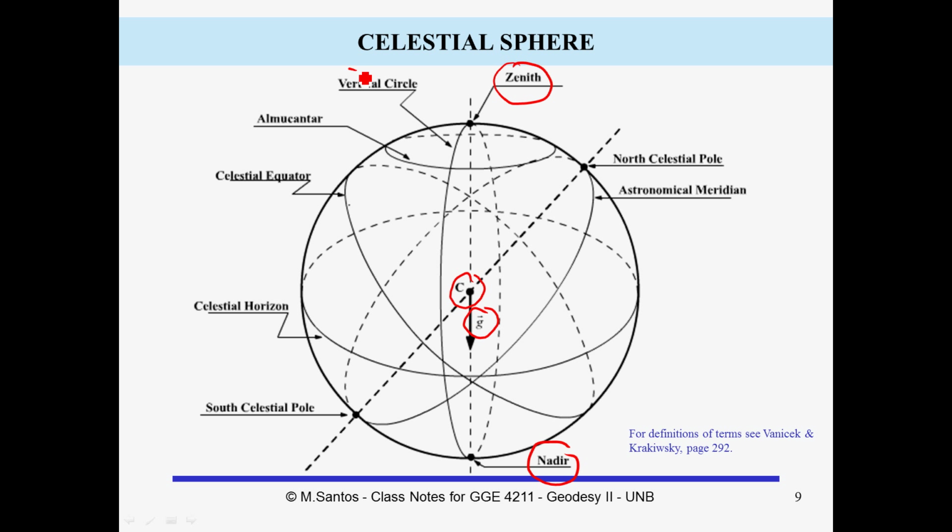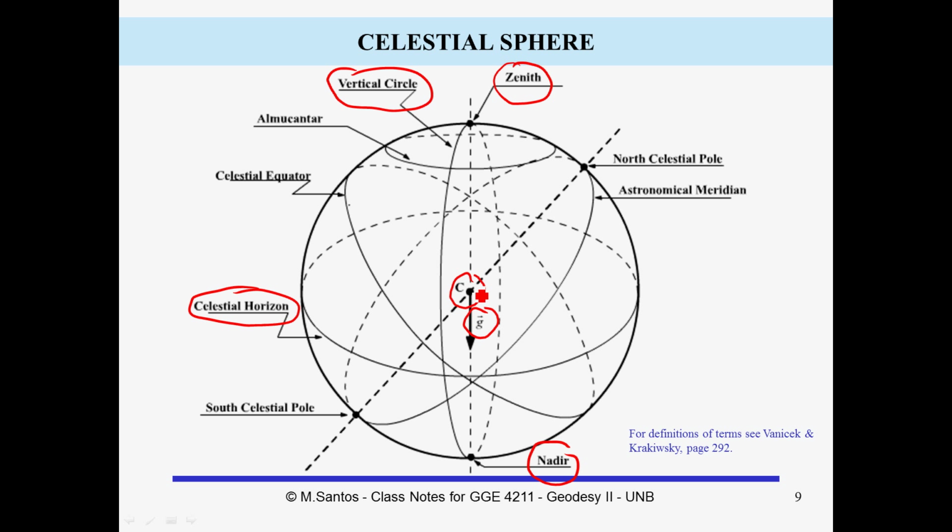This vertical circle is going to be very important for us, as it's used to define certain angular quantities. There is another great circle that is perpendicular to the vertical circle, which is our horizon, and in the context of the celestial sphere, we call it the celestial horizon.